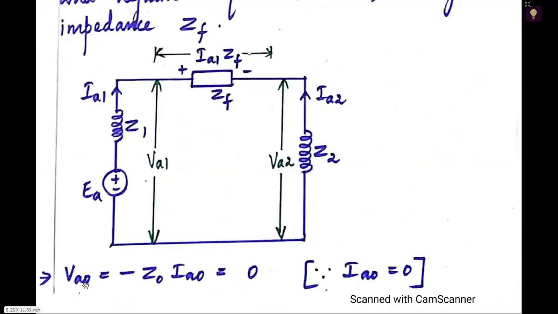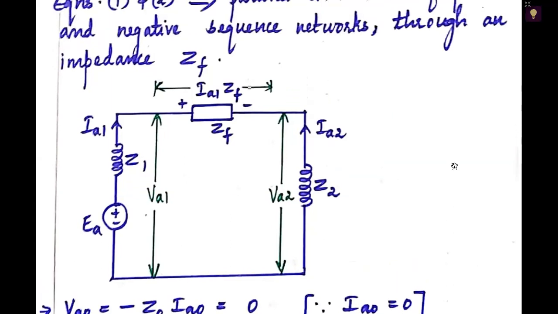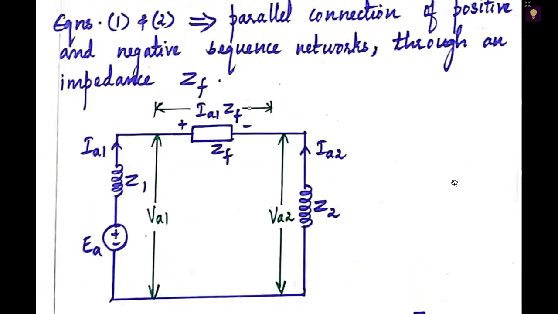Now, from the sequence networks of the generator, we have this equation: VA0 is equal to minus Z0 into IA0. Since for a line to line fault IA0 is equal to 0, VA0 will also be equal to 0. So we have arrived at three important relations. First one is VA0 equal to 0, IA0 equal to 0, which implies that the combined sequence network doesn't include the zero sequence network. So the combined network will not have the zero sequence network, as shown in this network.